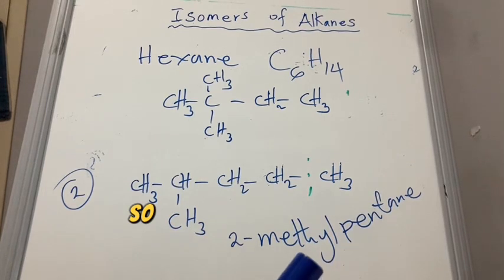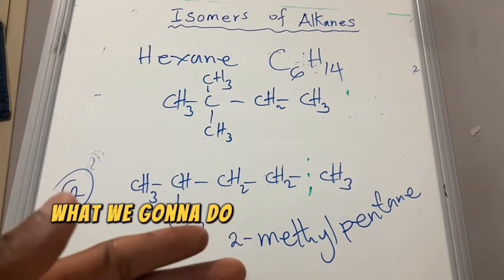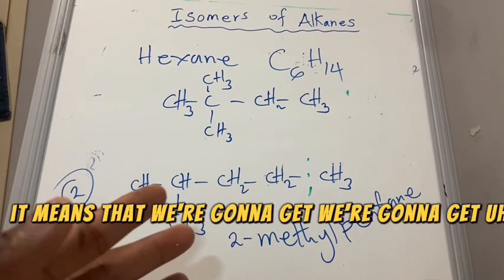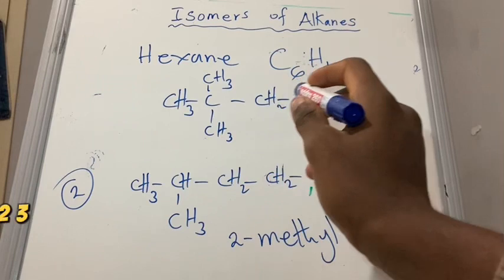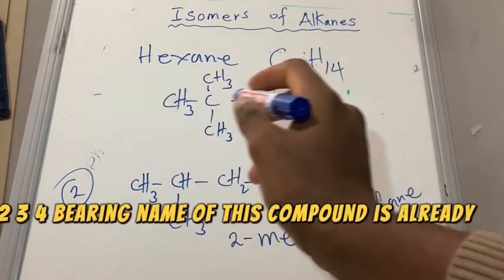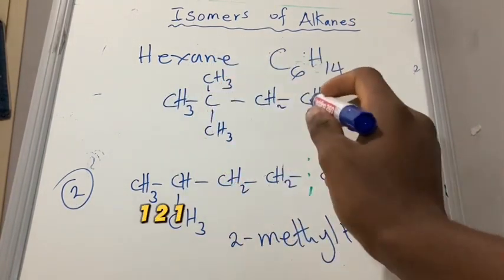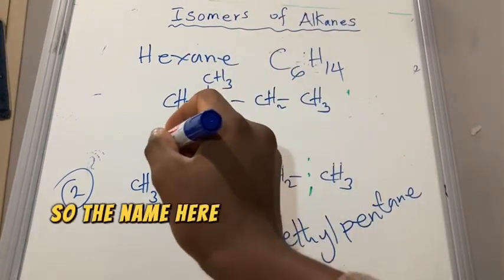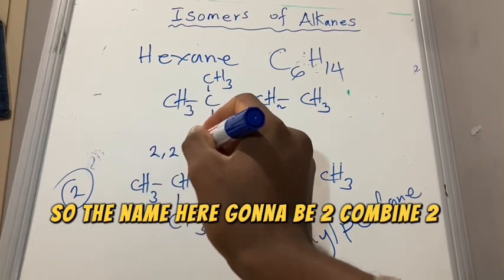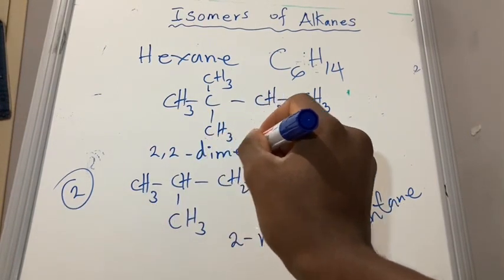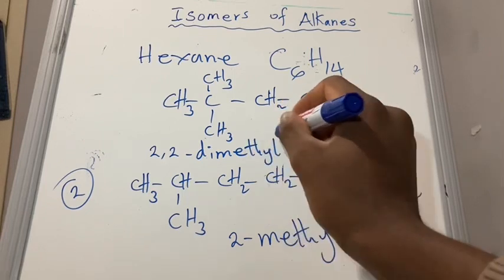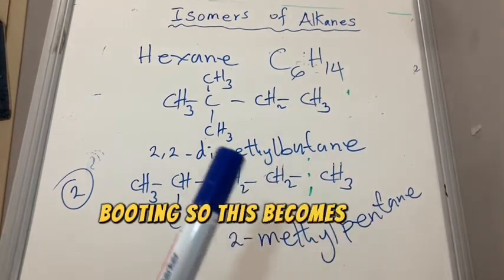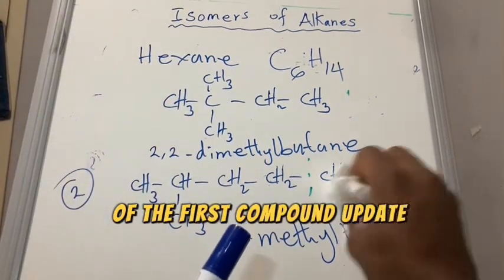So in naming this compound, the parent name is already put in: 1, 2, 3, 4. On carbon 2, we have 2 different methyl groups. So the name here is going to be 2,2-dimethylbutene. So this becomes the name of the compound up there.